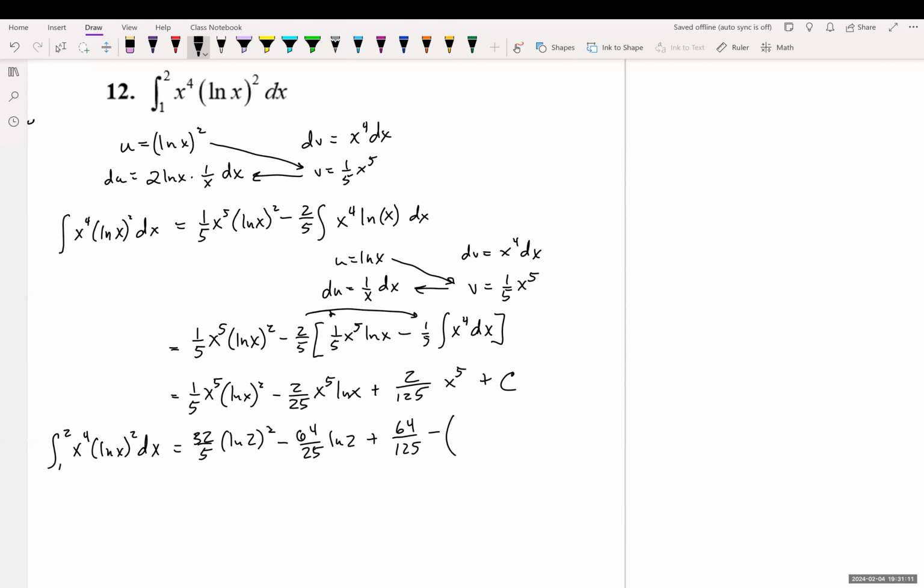Subtracting from that what we get when we plug in 1. Well, when we plug in 1 right here into our x, that's going to give us a 0. ln of 1 is 0. The same thing happens right there. ln of 1 is 0. So we're just left with 2 over 125. And that will give us 32 over 5 (ln 2) squared minus 64 over 25, I'll put this in parentheses, ln 2. And then finally, plus, subtracting, we get 62 over 125.